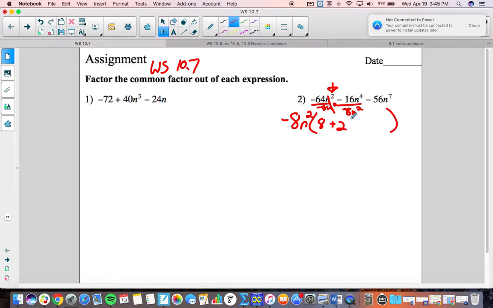Now subtract your exponents when you're dividing the same base. So n squared. Negative 56 divided by negative 8 is positive 7. Subtract your exponents, n to the fifth.